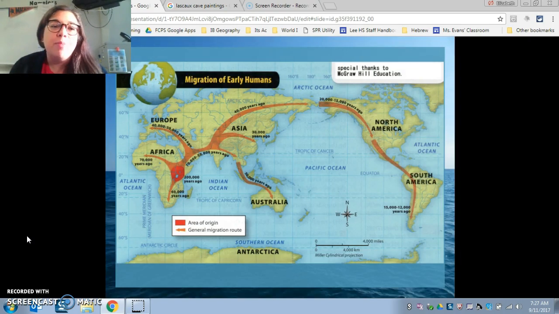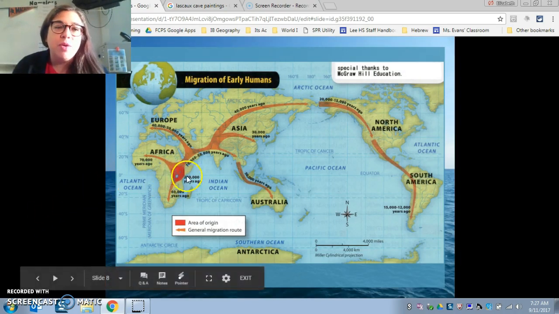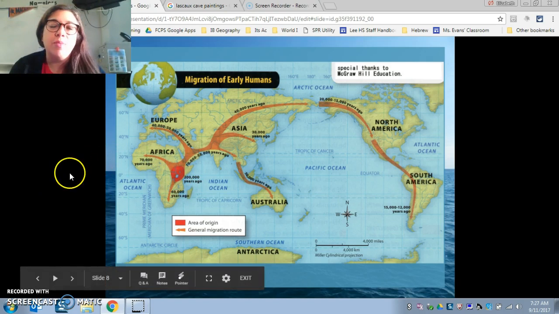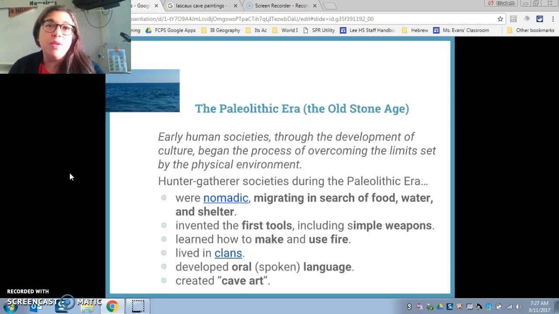So here is our map of human migration. We have our human origins in East Africa and then movement of people all over the world.